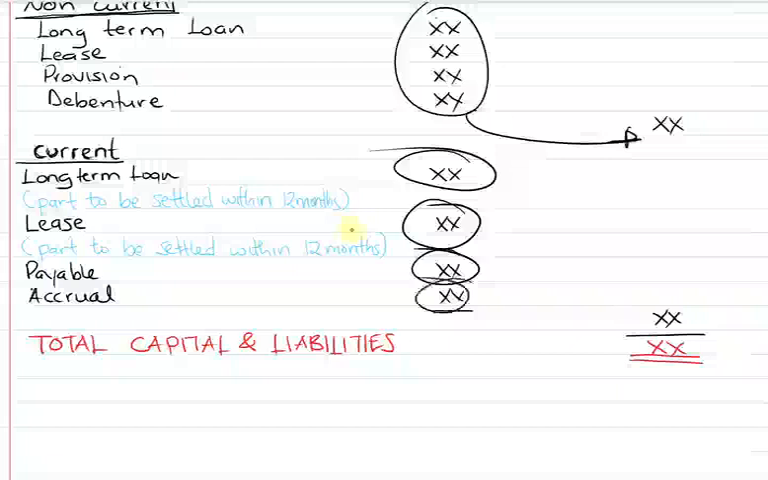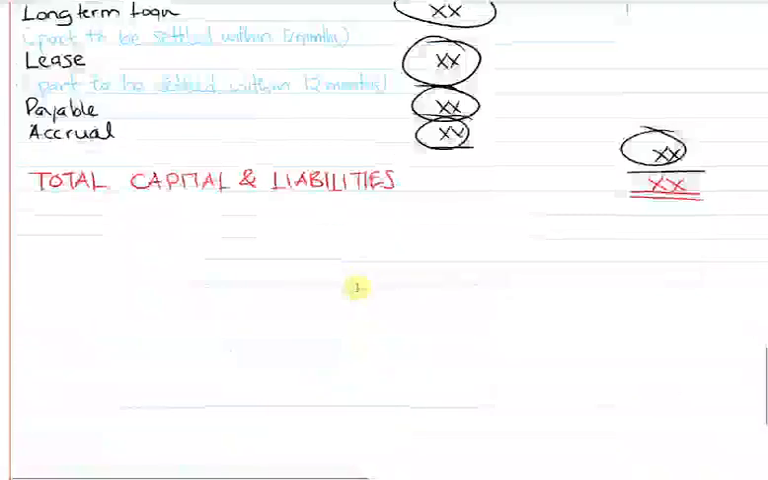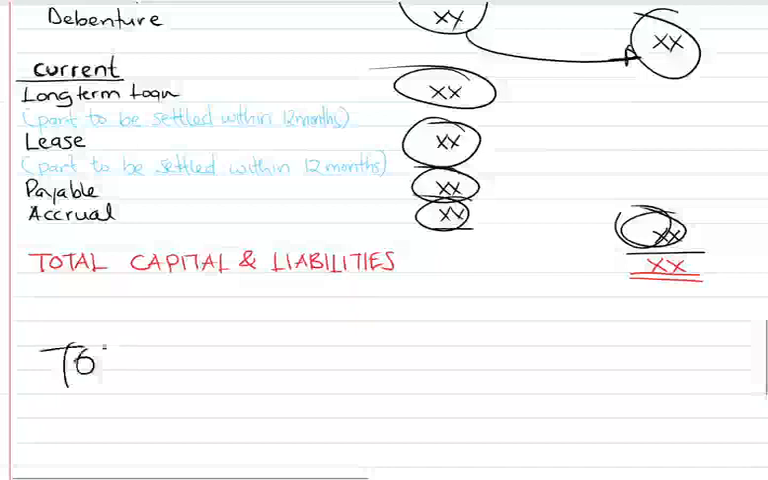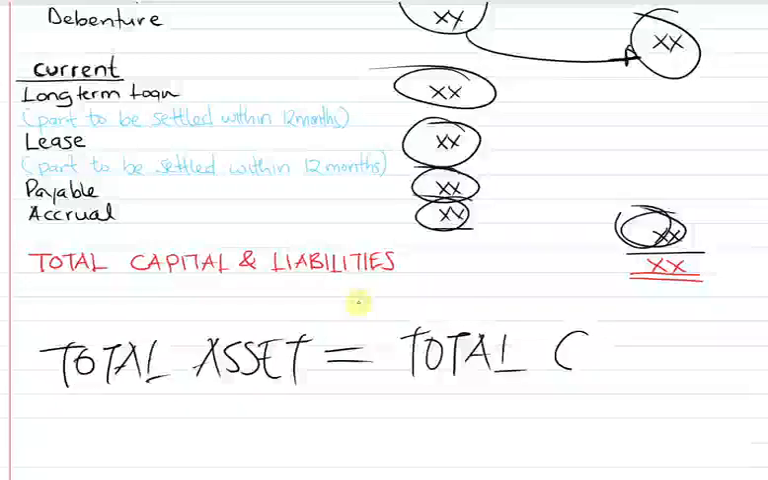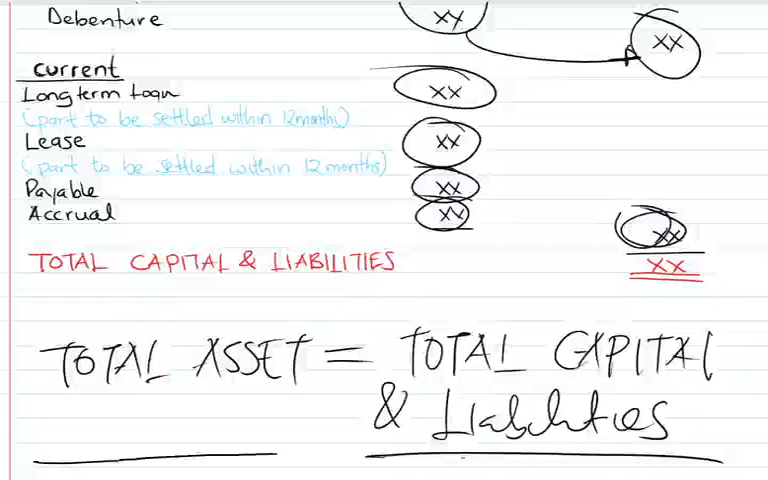So I'll add them up and I'll add my total capital, total non-current liabilities, and total current liabilities together. I should find my total capital and liabilities. So my total assets should be equal to my total capital and liability.